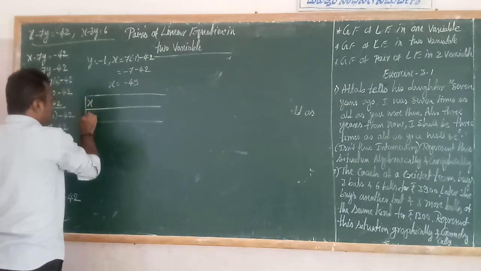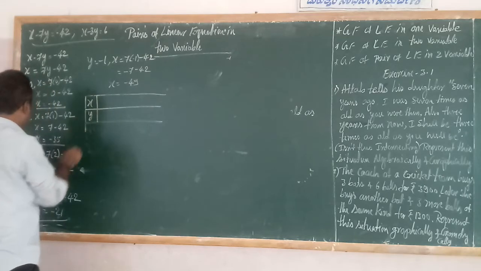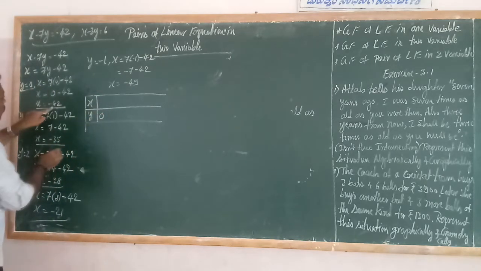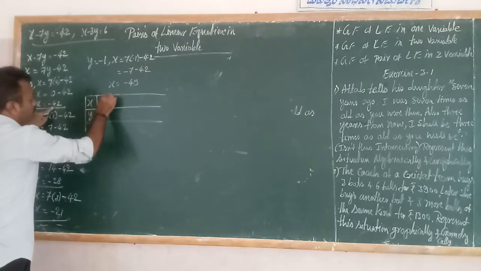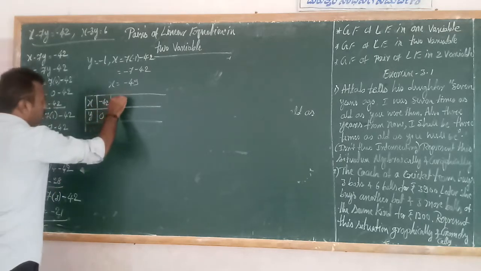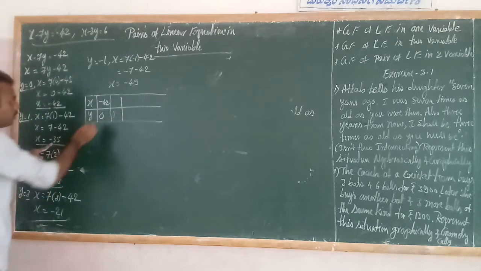This is x and this is y. When y is equal to 0, x how much? x is equal to minus 42. Okay, we have to enter here. That's all. So y is equal to 1. And what is the x value? x value is minus 35.